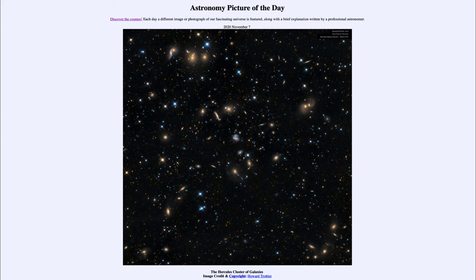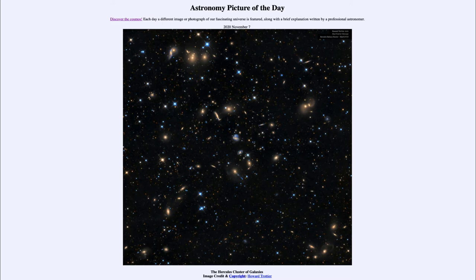One of the things that I like to do in each of my introductory astronomy classes is to begin the class with the astronomy picture of the day from the NASA website, apod.nasa.gov/apod. And today's picture for November the 7th of 2020, well, it is titled the Hercules Cluster of Galaxies. So what do we see here?